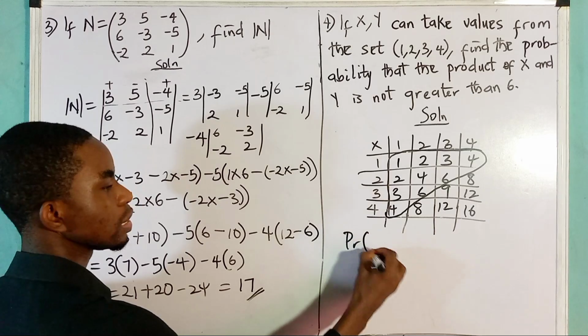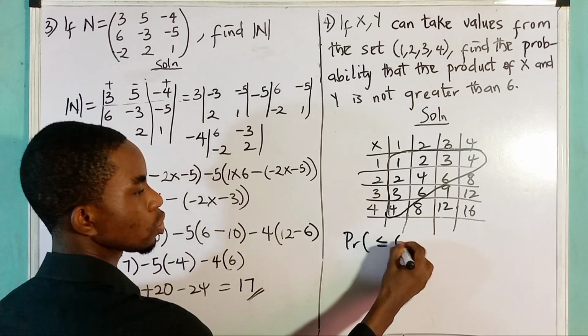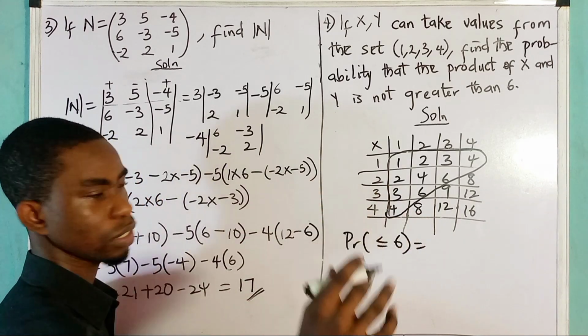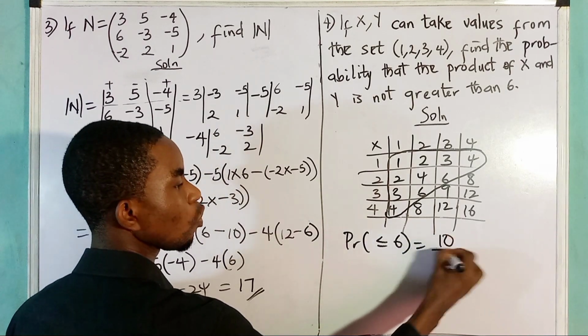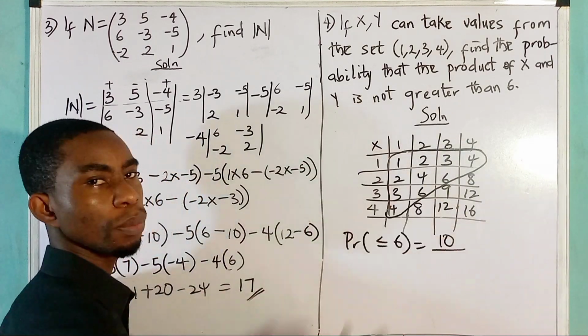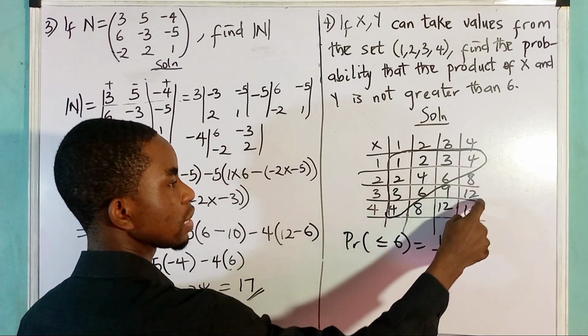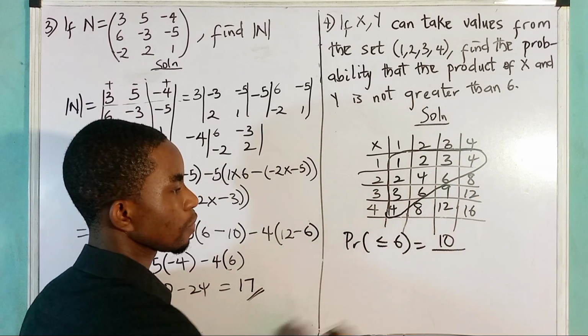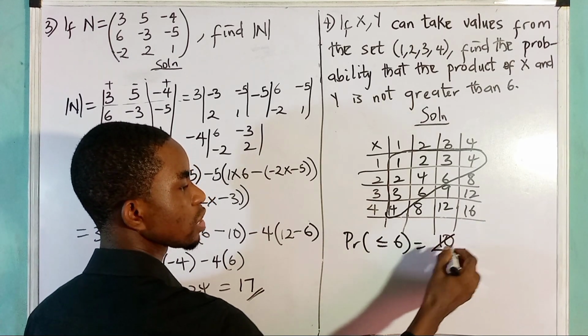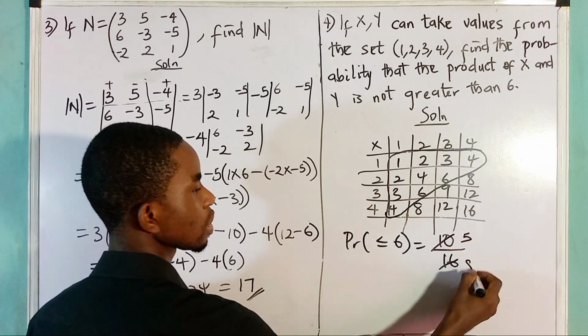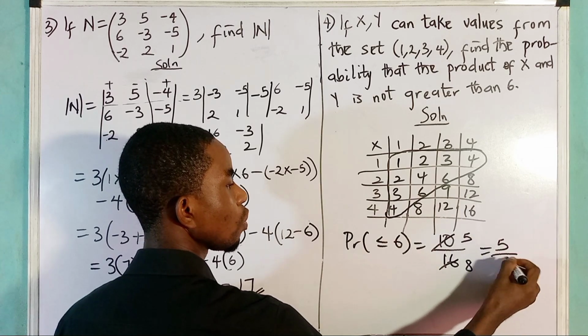The probability that the number is less than or equal to 6, that is not greater than 6, is equal to 10 over the total number of possibilities, which is 10, 11, 12, 13, 14, 15, 16. 10 over 16. So if we divide this by 2, this is 5. We divide this by 2, this is 8. Our answer is 5 over 8.